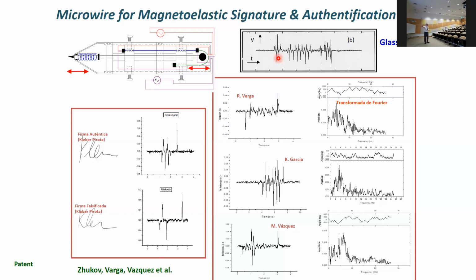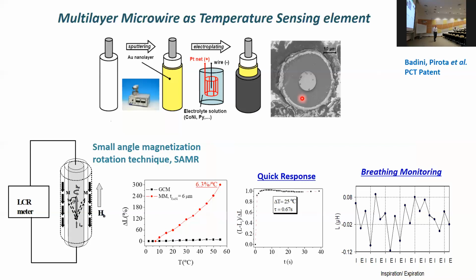Okay, what is important, as I mentioned, is that each person is characterized by the number of peaks and the trend of these peaks: first up, down, down, up, and so on. Okay, another application with these families of microwires: we prepare what we call multi-layer bimagnetic microwires. So we started with this glass-coated microwire. We sputtered a gold nanolayer on the external part of the microwire, and then we sputtered a magnetic layer, the external part. So a cross section of this bimagnetic wire is something like that.